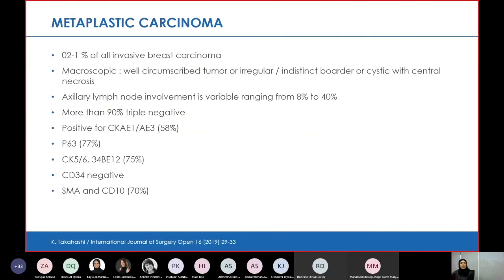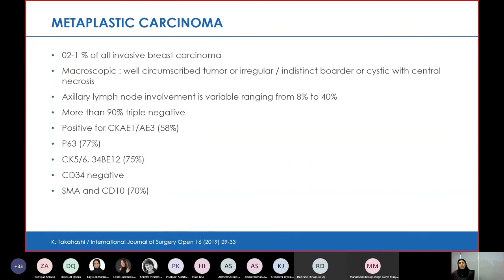So metaplastic carcinoma occurs in up to 1% of all invasive breast carcinoma. Macroscopically, it can be well circumscribed, especially if it is high grade and with a high proliferation, or it can be irregular, indistinct, and low grade ones, cystic with central necrosis, especially if it is a squamous type. Axillary lymph node positivity in up to 40% of cases, and usually they are triple negative.